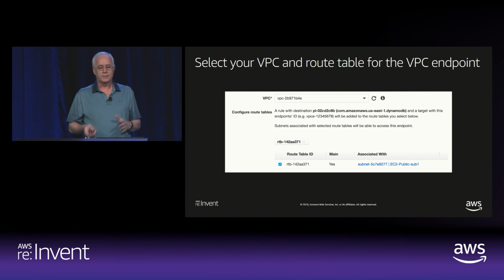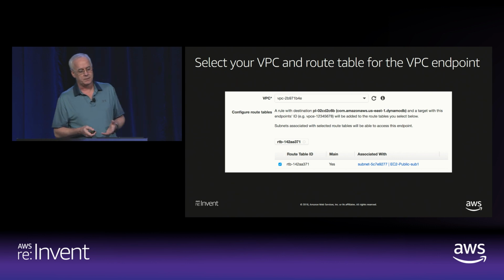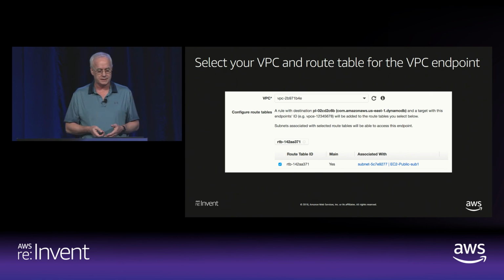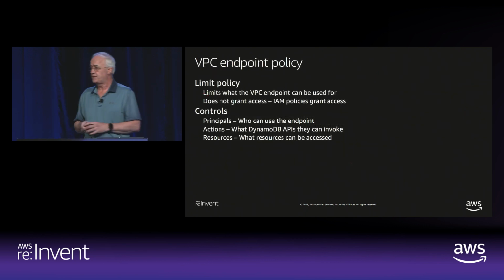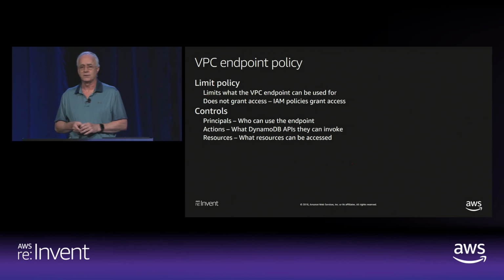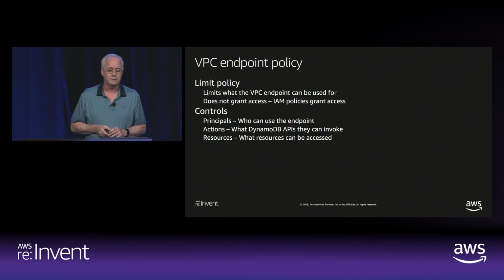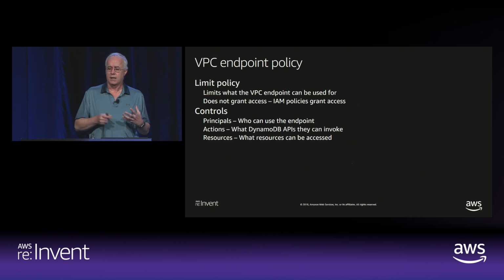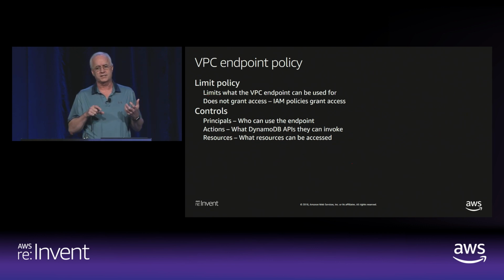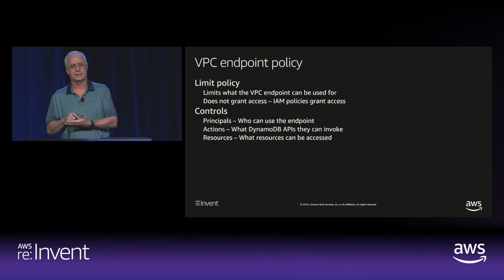So continuing my setup, I need to attach the VPC endpoint to a VPC and route table. And now I have my VPC endpoint set up. There's another thing I can do, which I mentioned before, which is set a VPC endpoint policy. VPC endpoints are a connection, and they have a policy where you can control what goes across the connection.